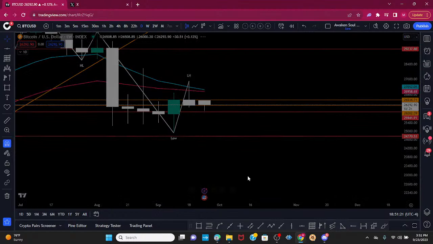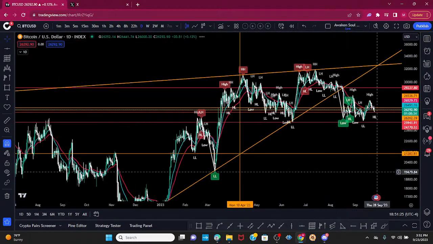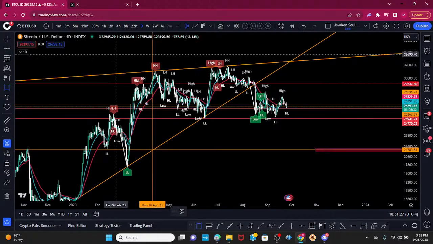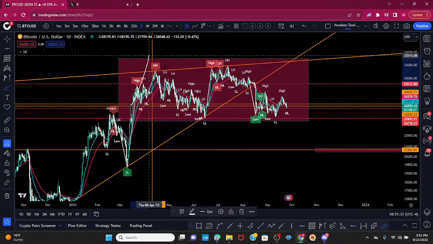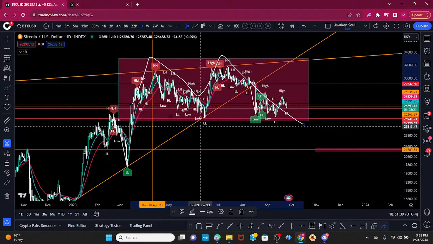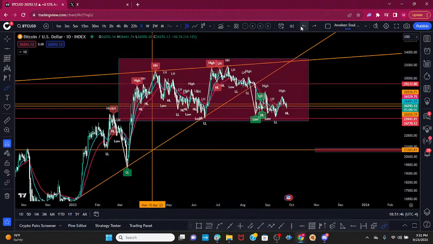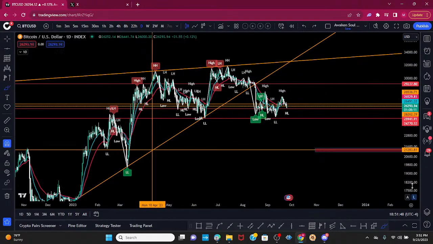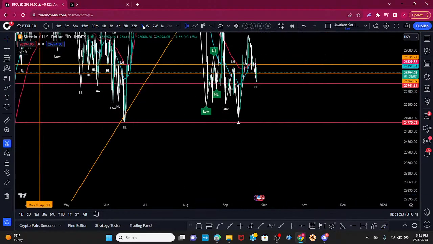Now we're going to go to our daily. In our daily, just like I mentioned in our weekly, this possible M pattern, big possibility, big neckline here that we could break to the downside. So again, I'm just looking at the possibilities on my daily. We are in a downtrend officially.